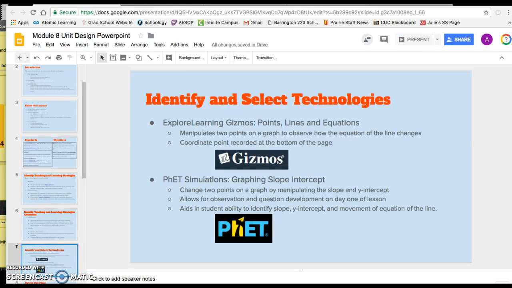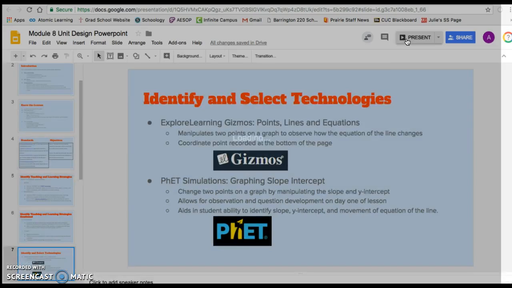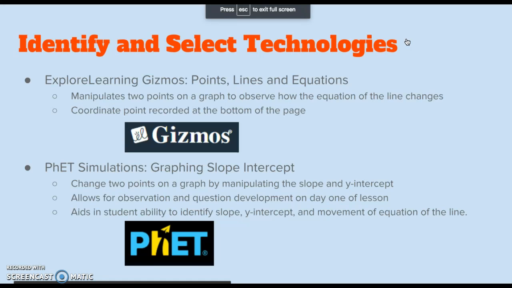The tools add value to the unit by allowing the user to easily see how the slope and y-intercept of a graph change how the graph looks. These tools will increase engagement for the learners, as well as meet the unique learning styles and instructional needs of each student. We will also be utilizing Schoology for posting assignments and YouTube as a resource for students to refer back to if they need reteaching or additional explanation.